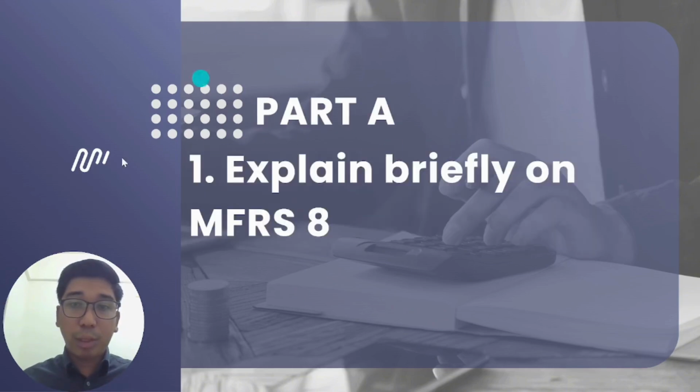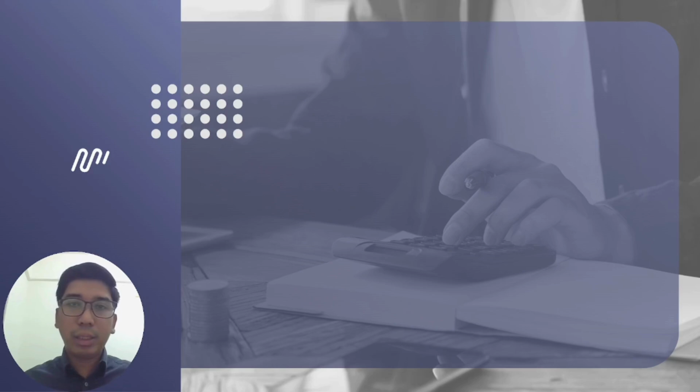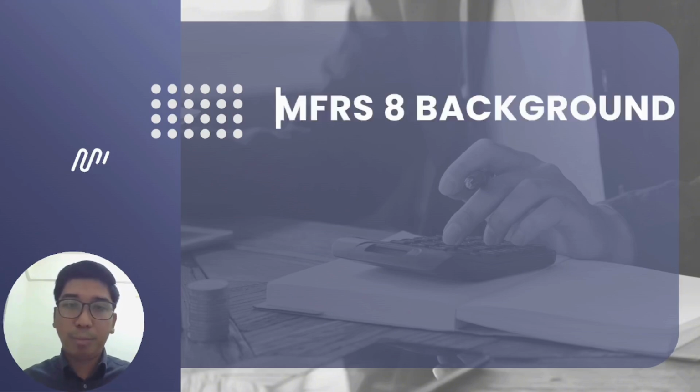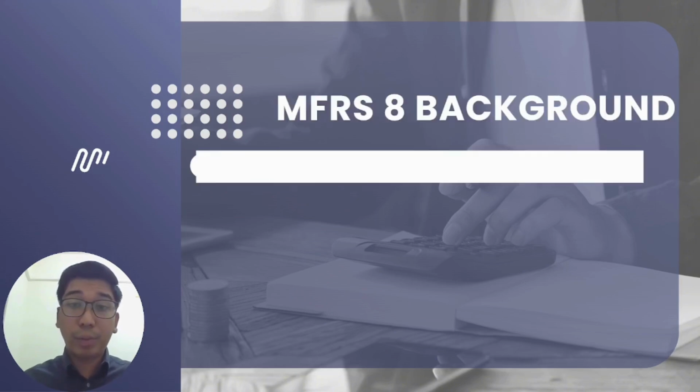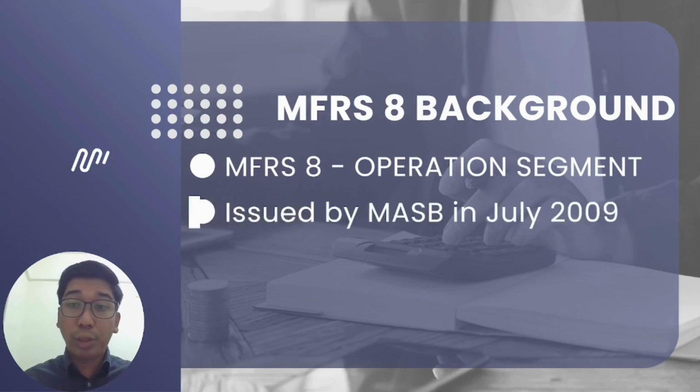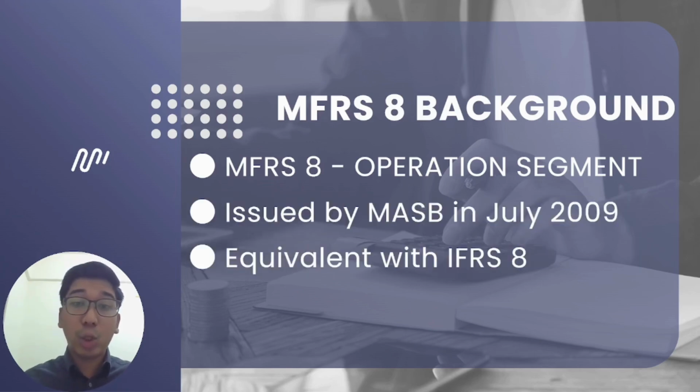First question is explain briefly on MFRS 8. So I will answer this question in three parts. The first part is on the background, on the principles, and on the application. So MFRS 8 background. It is an operating segment standard. It is issued by MASB in July 2009, and it is equivalent with the International Financial Reporting Standard 8.